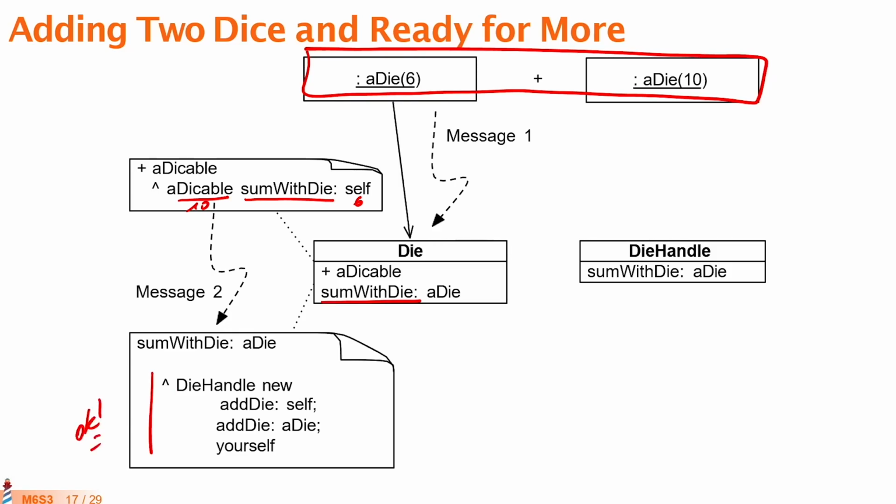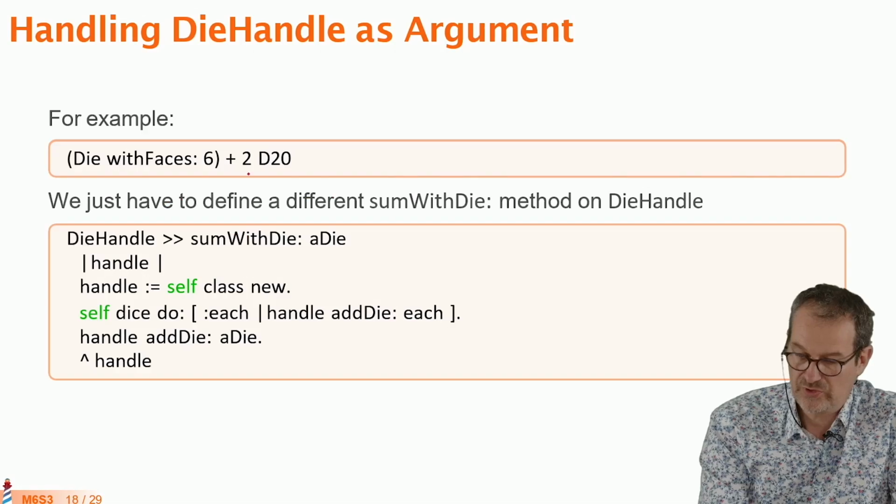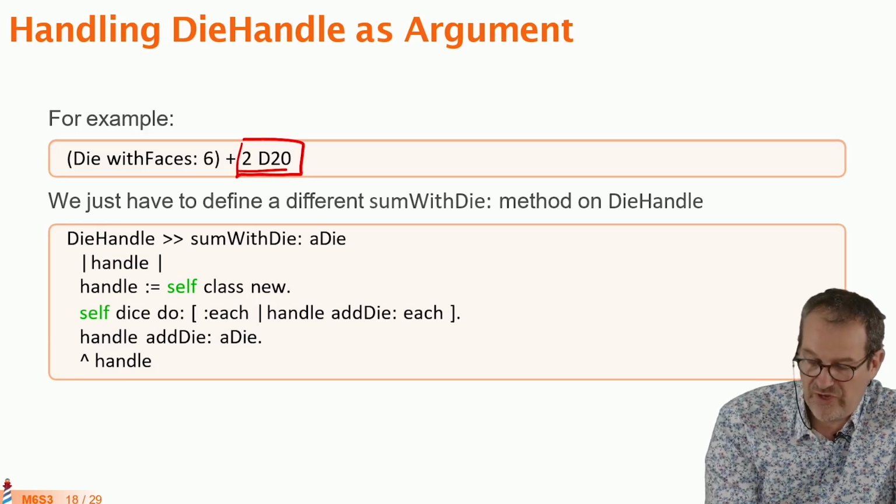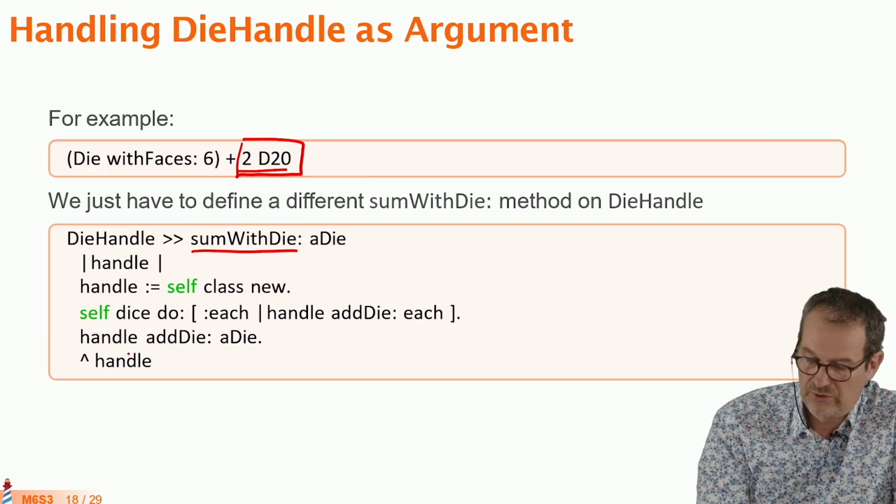It works. So now the key question is how can we make it work so that we have a die plus a die handle. Because in that case, here it will not work because it will send the message sum with die to that guy. So in fact, what we should do is implement these methods to support this message when the argument is not a die but a die handle. What do we do? We define sum with die in a die handle. So now this is clear.